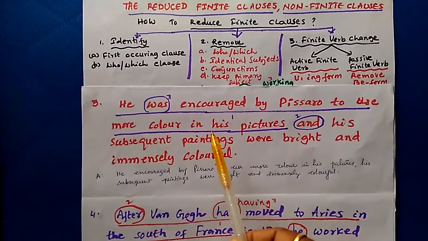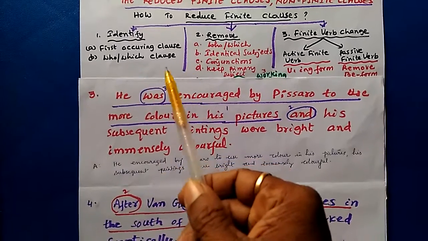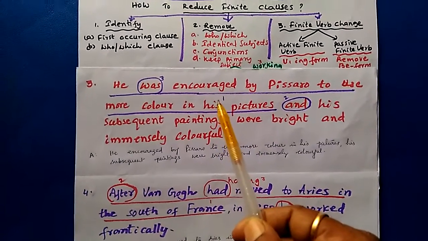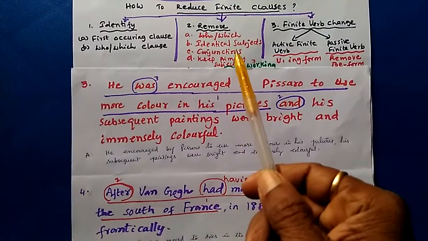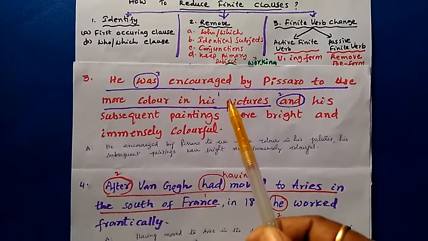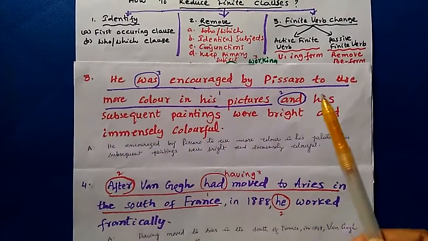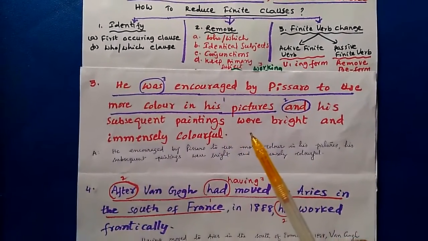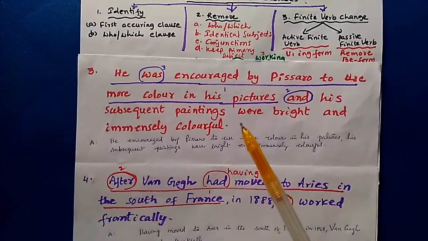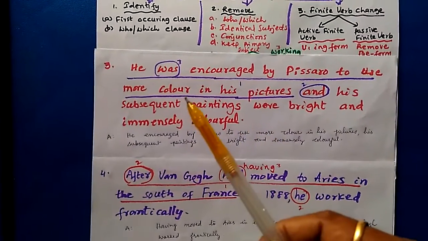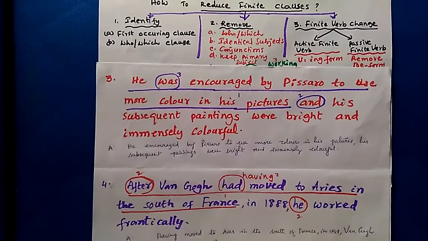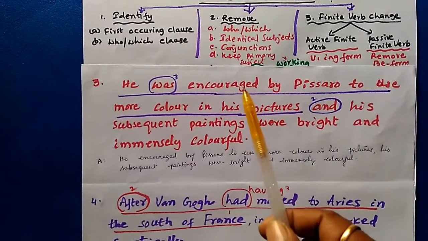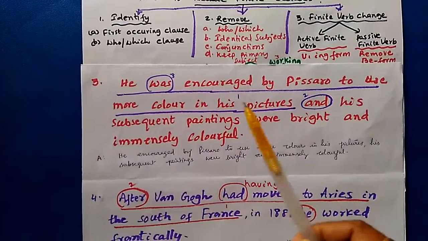And next example. In this example number 3, first we have to identify the first occurring clause or relative pronoun clause. Here this is the first occurring clause. This is rule number 1, and rule number 2 is that we have to remove the identical subjects. But here identical subjects are not there. He is the subject in this clause, and his subsequent paintings are the subject in this clause. So here he and his subsequent paintings are not identical subjects. So we need not remove these subjects. We can keep the subjects as they are.